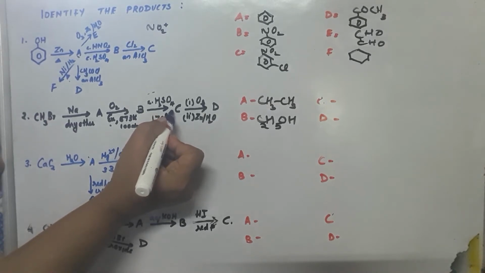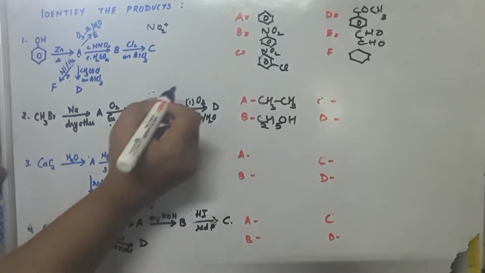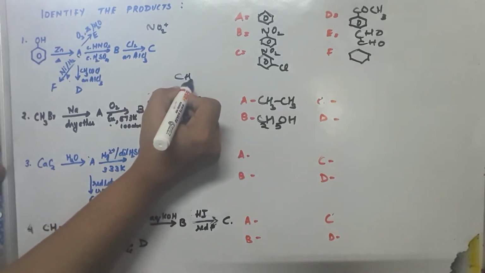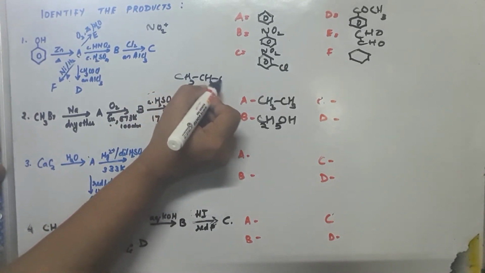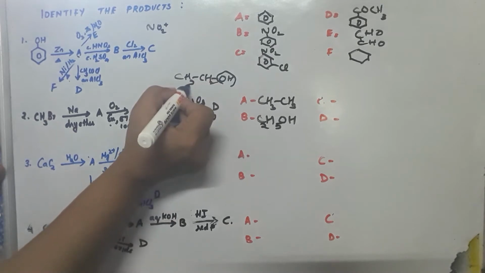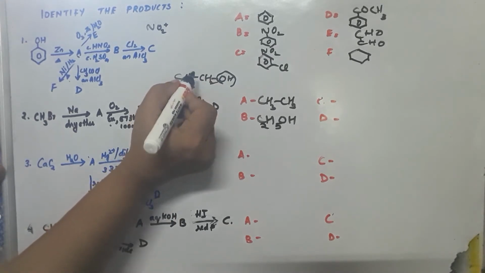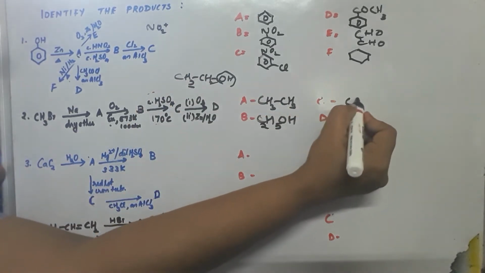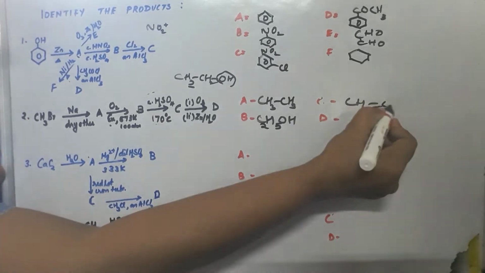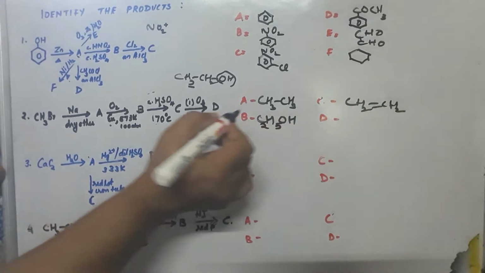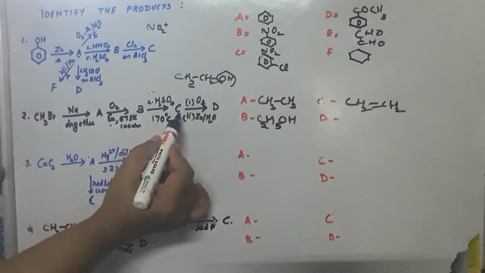Okay, double bonded compound. So it undergoes dehydration. How is it undergoing this? See, the compound has OH, and H is removed, which results in a double bond. So you are getting ethene. CH2 double bond CH2 is formed. Ethene is formed.